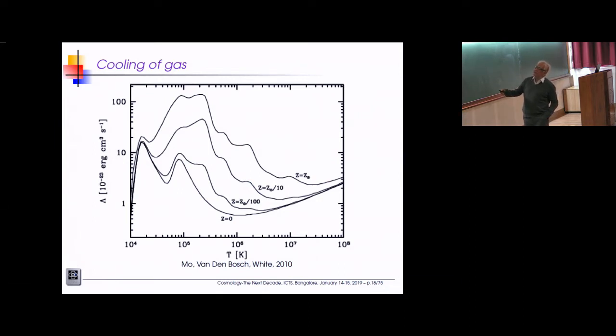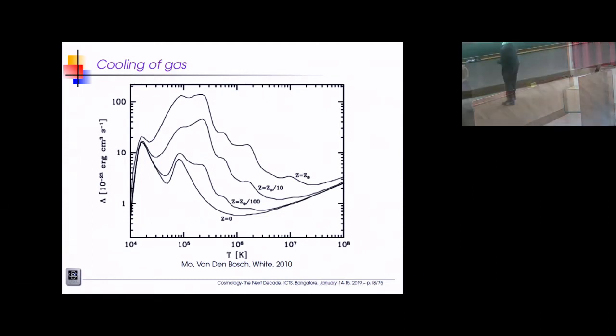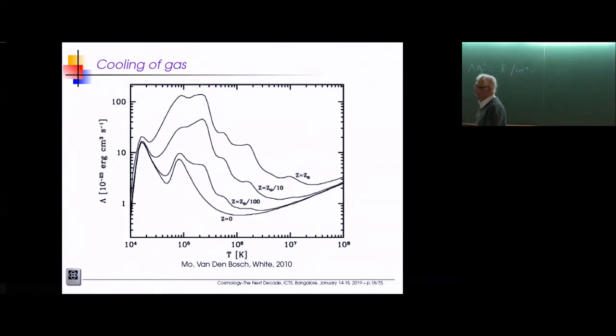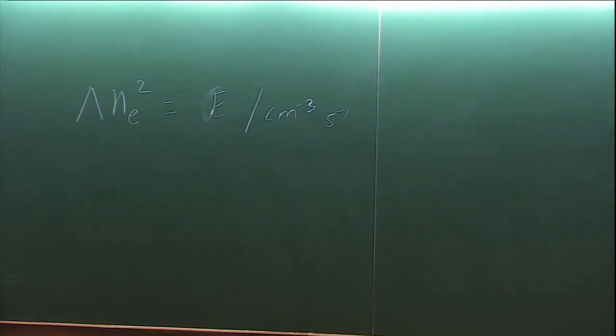So these are called cooling curves. What is plotted here is temperature, I mean, it is the same as this, I'll come back to this, against the cooling rate, normalized in a particular way. This is the amount of energy per unit volume in ergs centimeter cubed per second. They're normalized in a way that if you take this Lambda multiplied by density squared, you will get the energy emitted by the gas per unit volume per second. Why is density squared important?